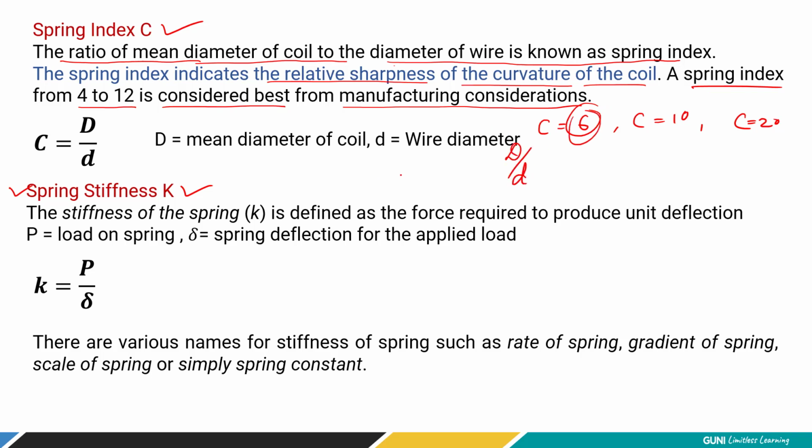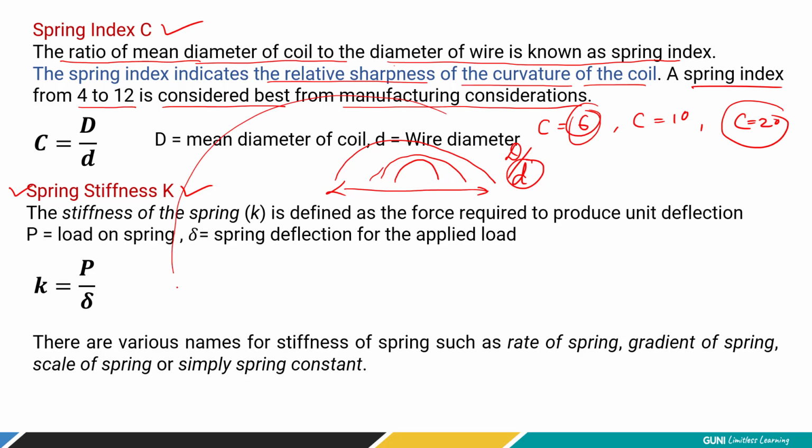Here it is 6, which means the curvature is like this, right? It's a ratio. 10 means a little wider curvature. 20 means larger, meaning the mean diameter is higher compared to the spring wire diameter. So a higher value is difficult. Just imagine if you keep C equal to 20, the overall size of the spring is very heavy and it is very difficult for manufacturing, right?